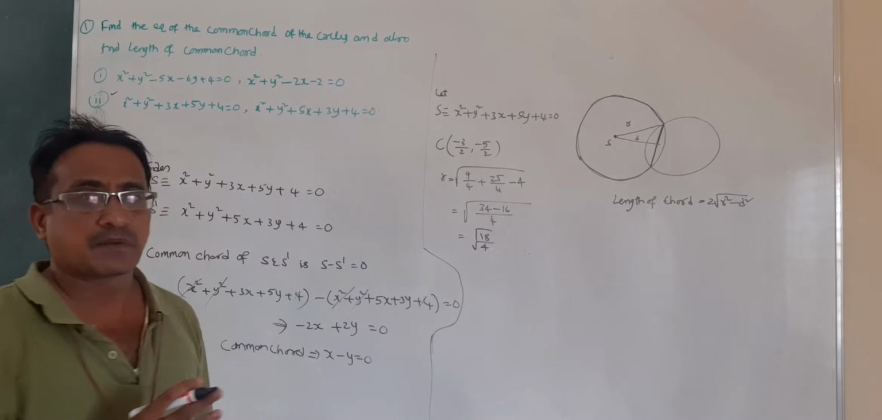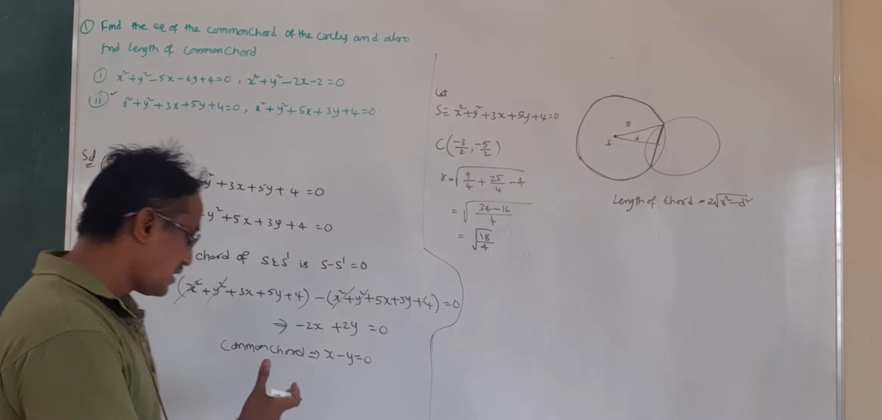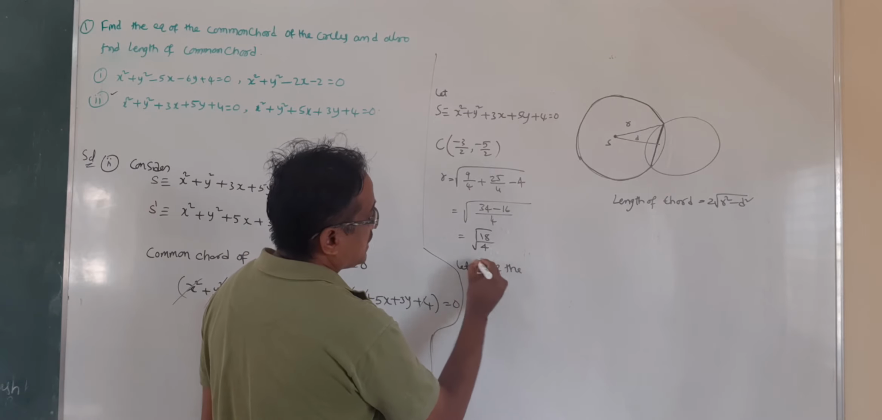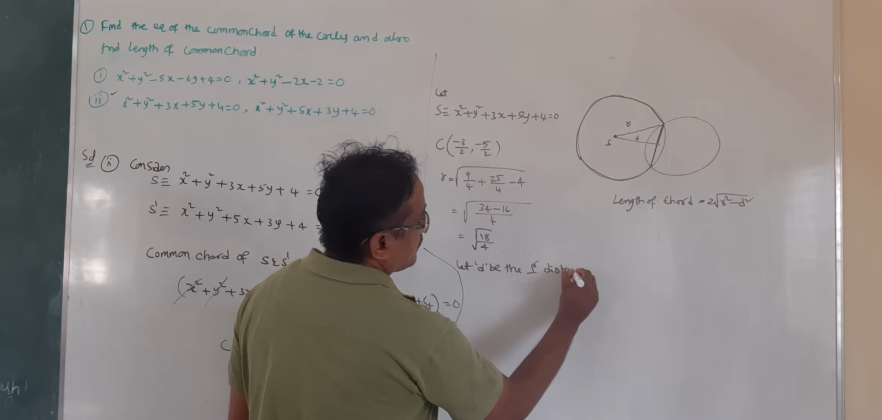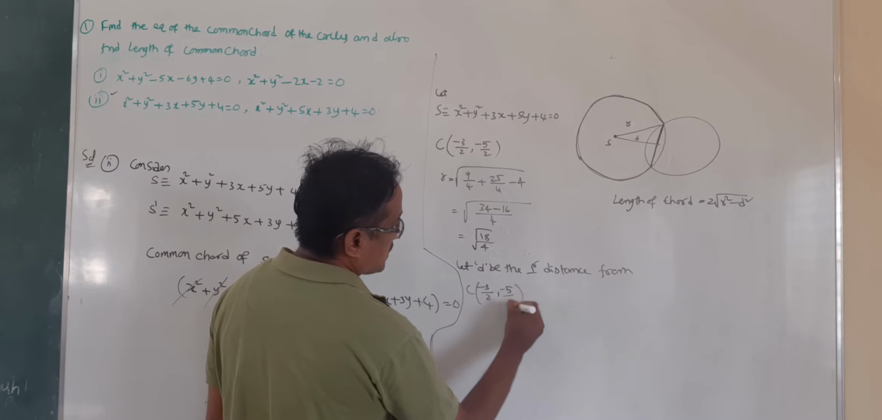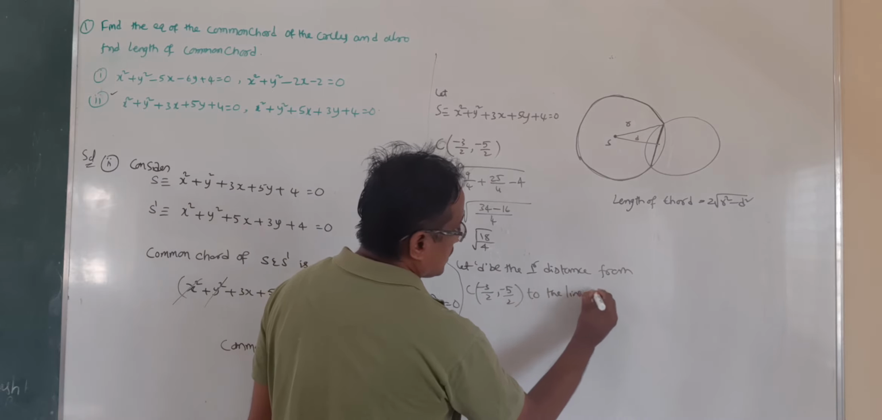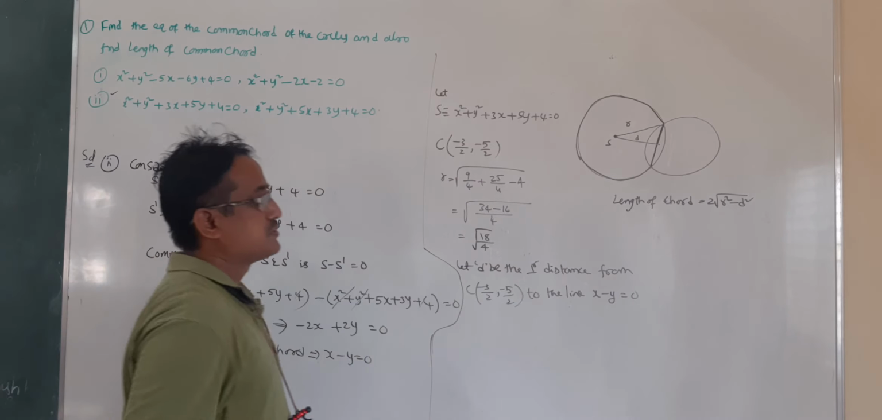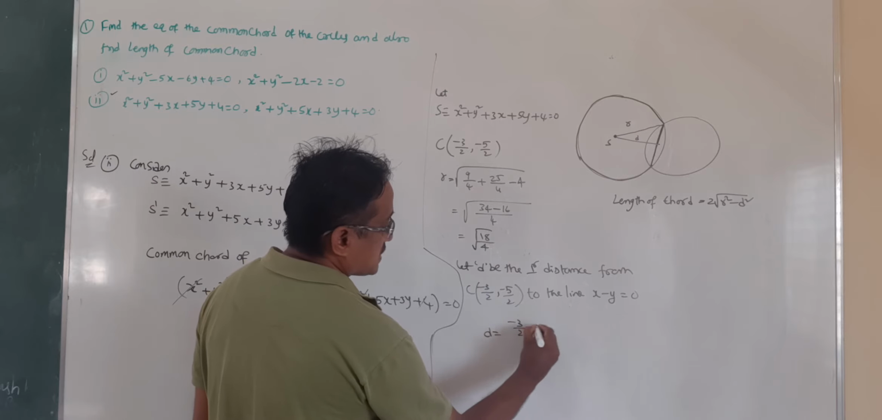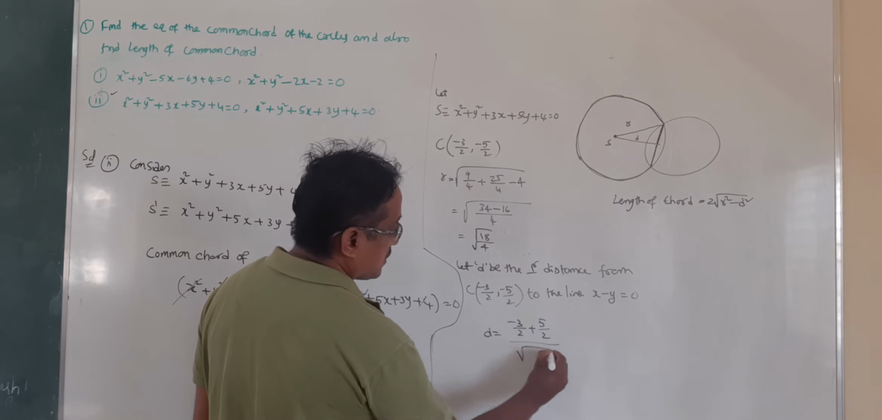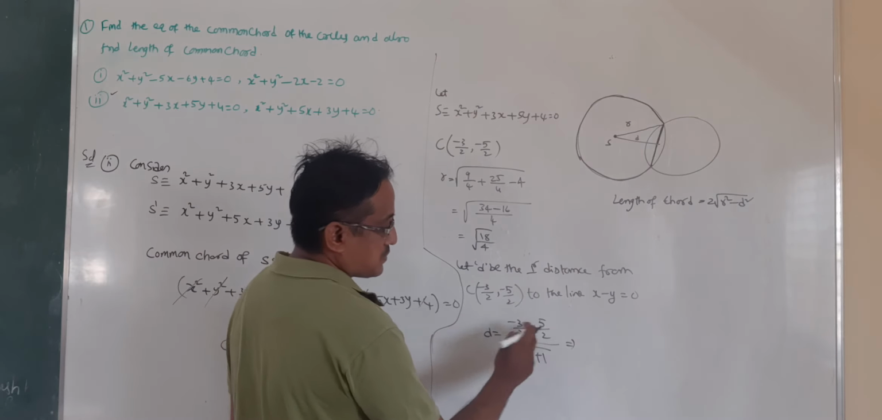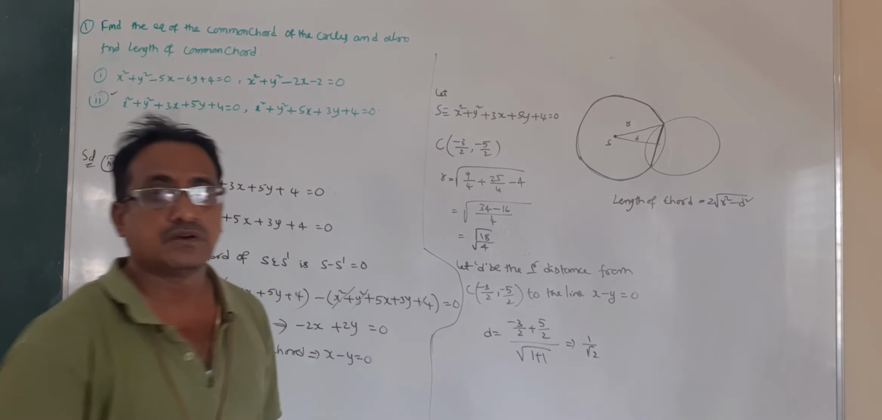Now let D be the perpendicular distance from the center to the common chord. So let D be the perpendicular distance from C, minus 3 by 2 comma minus 5 by 2, to the line x minus y is equal to 0. So D is equal to minus 3 by 2 plus 5 by 2 over root of 1 plus 1. So it will be 5 minus 3, 2 by 2. So it will be 1 by root 2.